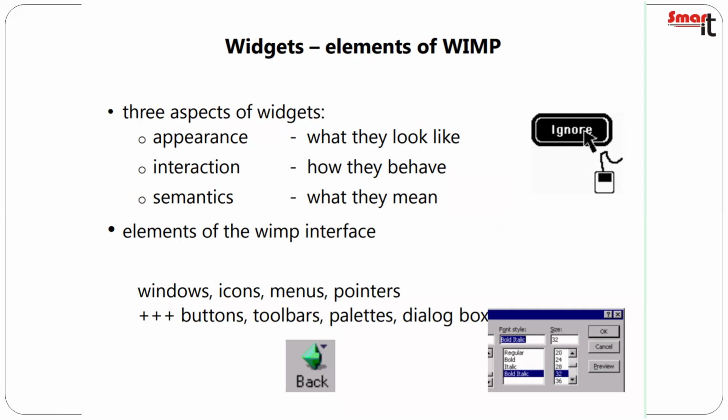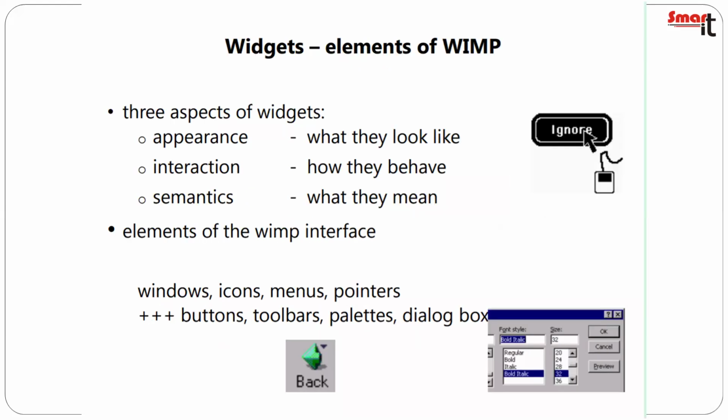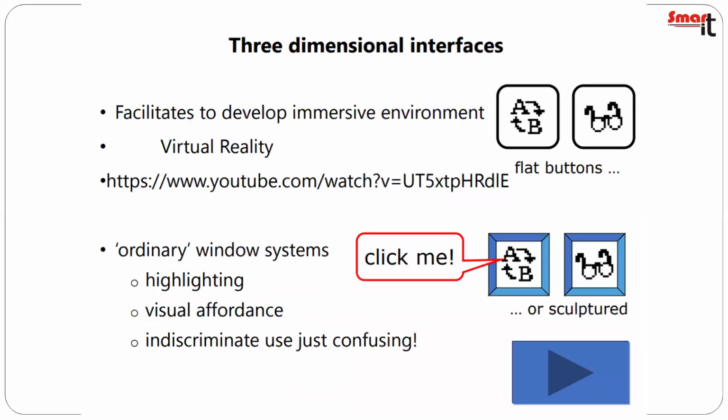There are also three aspects of widgets: appearance, interaction, and semantics. In WIMP interfaces, windows, icons, menus, pointers, the three aspects are appearance, what they look like; interaction, how they behave; and semantics, what they mean. Semantics means the wording, those things. So those things are important, right?